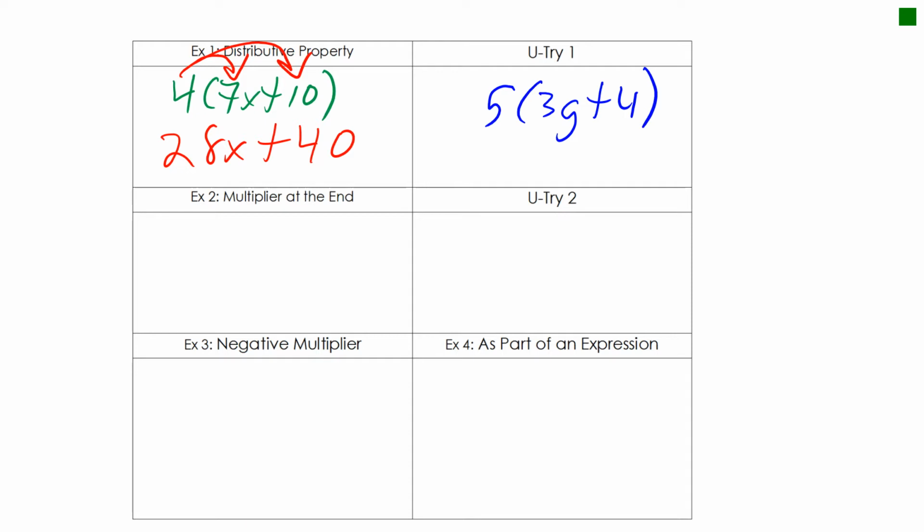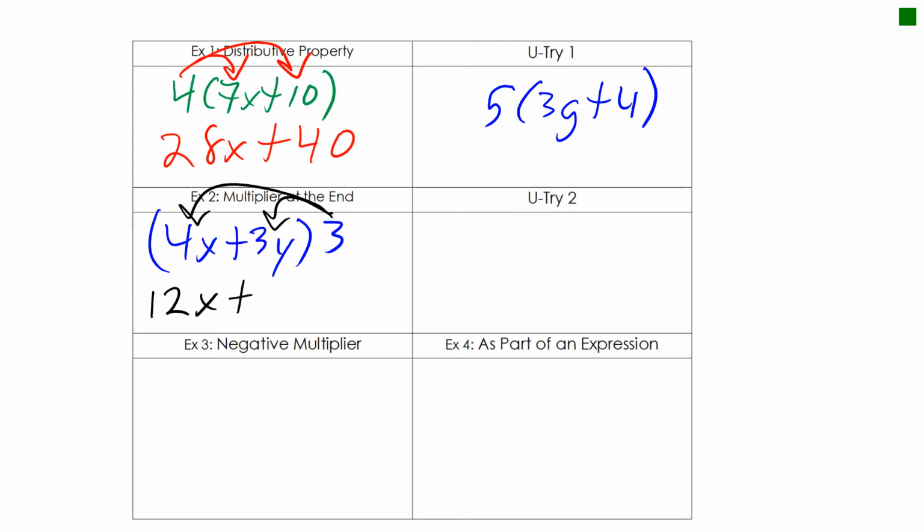Now, we could have the multiplier after the set of parentheses: (4x plus 3y) times 3, and the 3 is in the back. I call this distributing from the back. I still draw arrows. I'm still going to multiply by the first term in the set of parentheses first. 3 times 4x is 12x. 3 times positive 3y is positive 9y. All right, here's your U-try: (negative 4m minus 2), and again the multiplier is in the back.